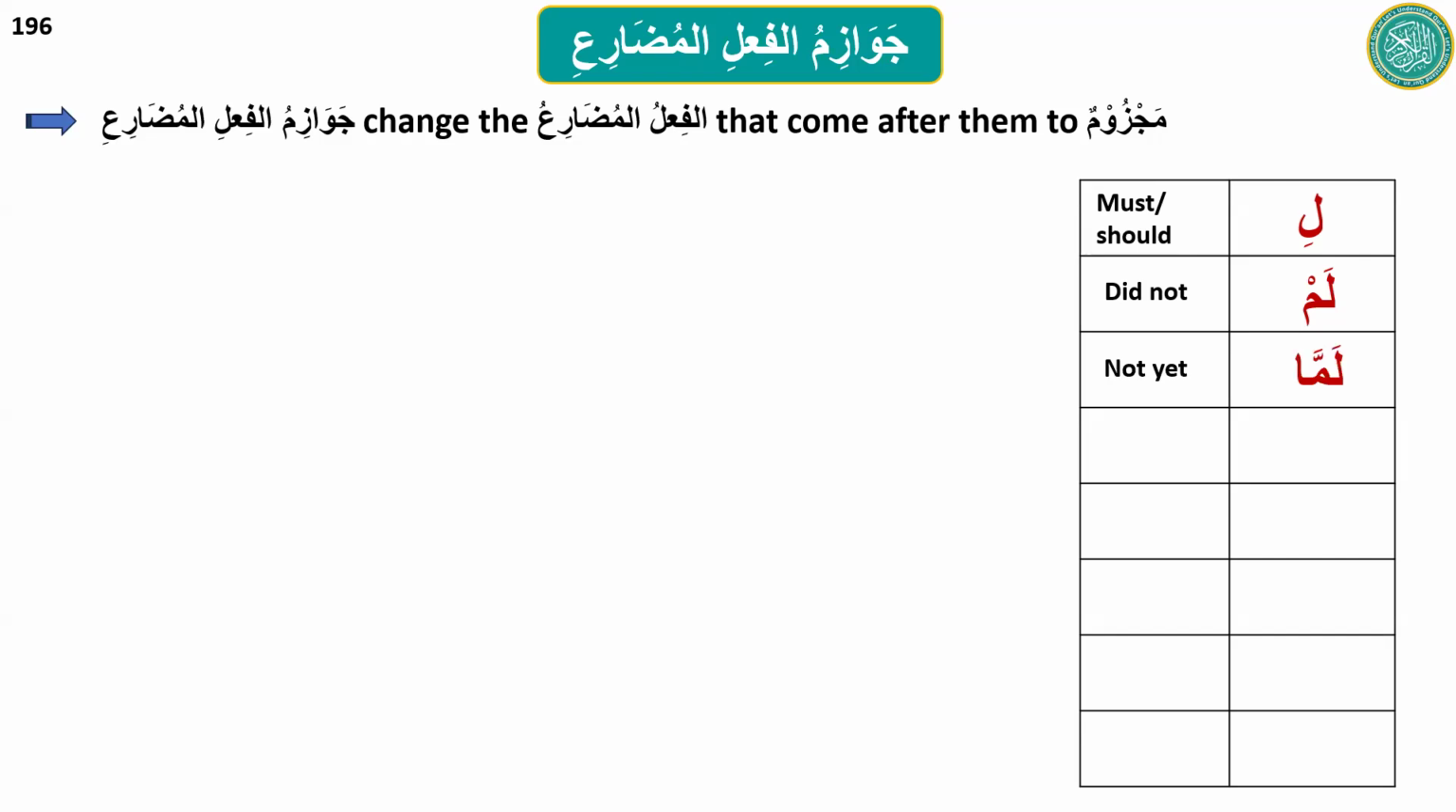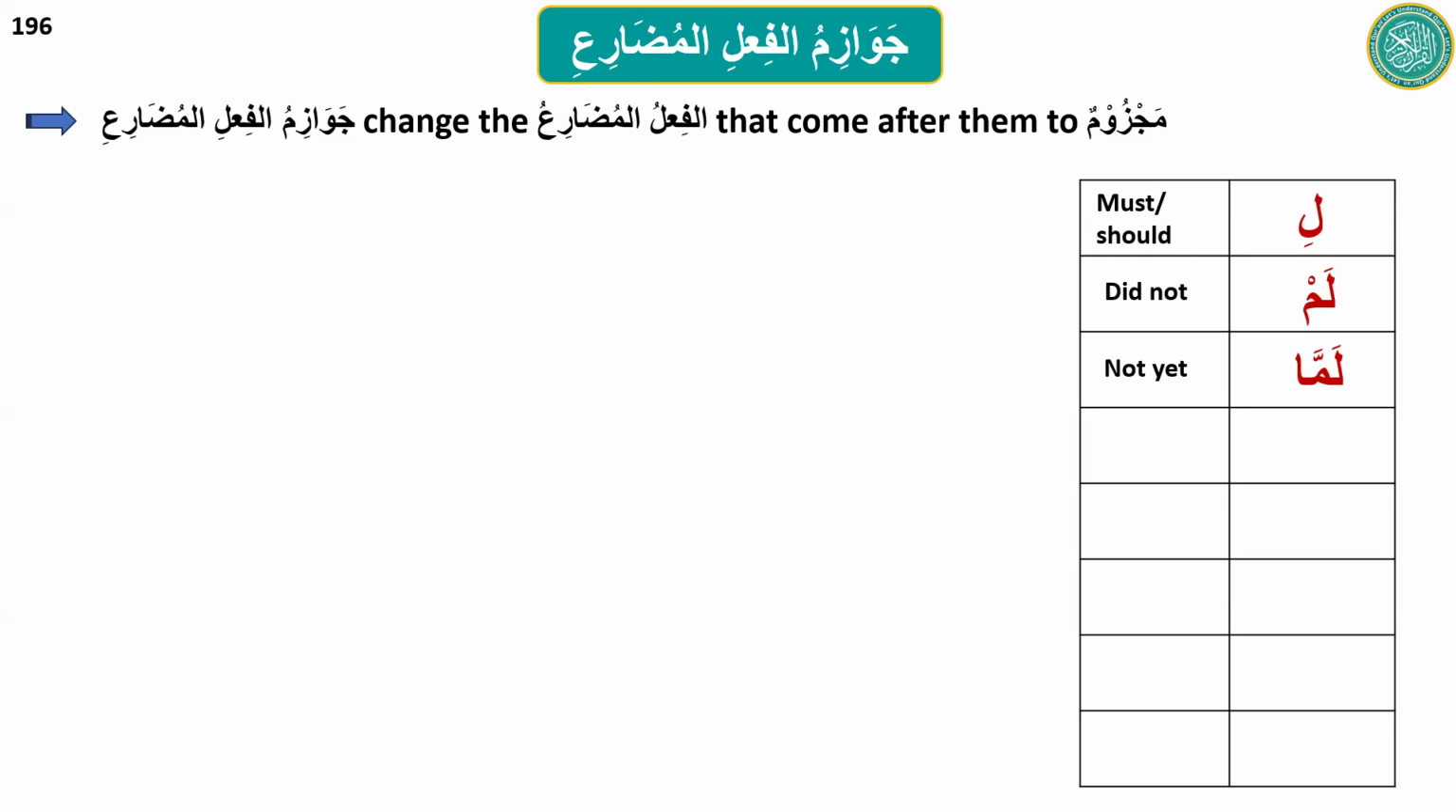I have a question for you. When lamma comes before al-fi'l al-mudari', it means not yet. Okay. But it also comes before other words which are not al-fi'l al-mudari'. It does not mean not yet in that case. Do you know what it means? Okay, lamma, when? Lamma means when. But when it comes before al-fi'l al-mudari', it doesn't mean when. It means not yet. Okay. So what's the next word?